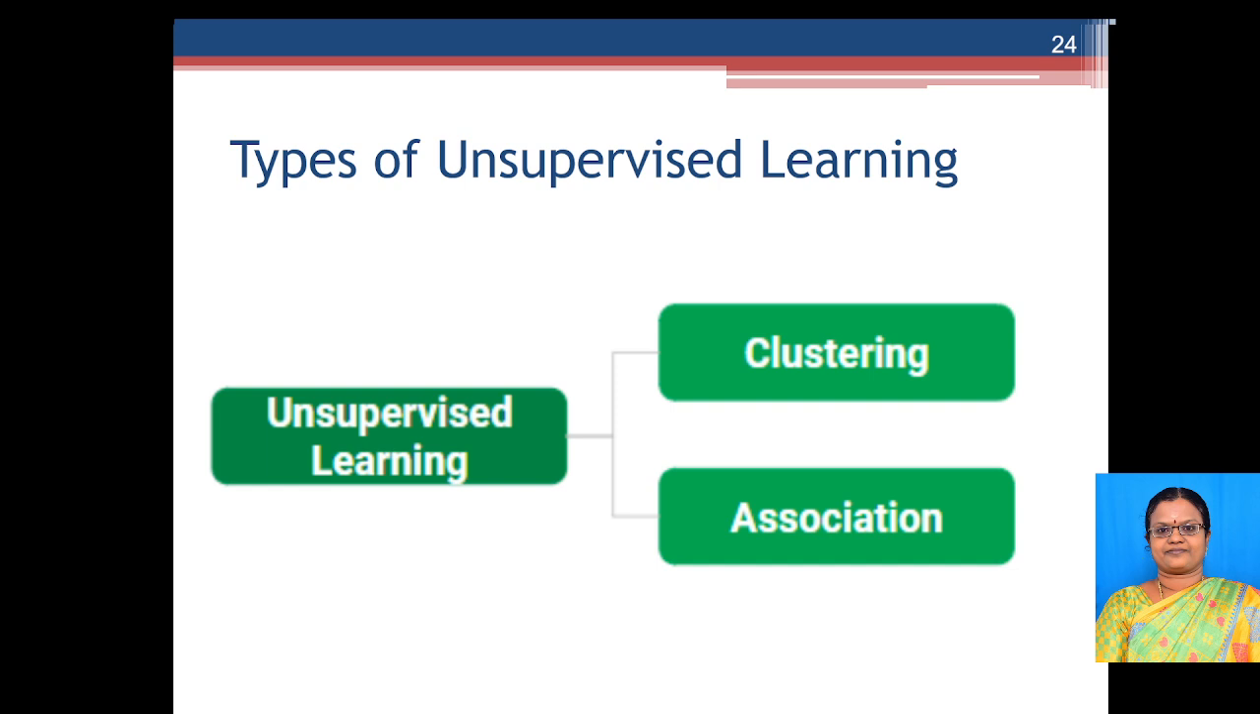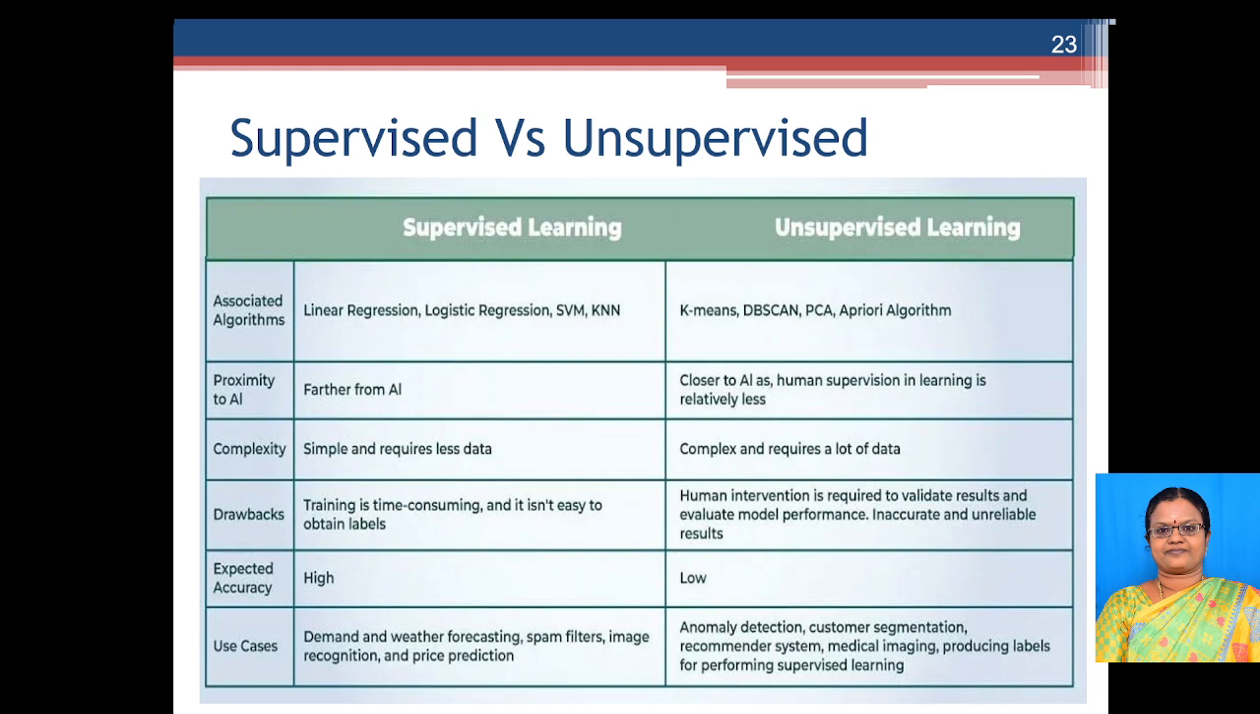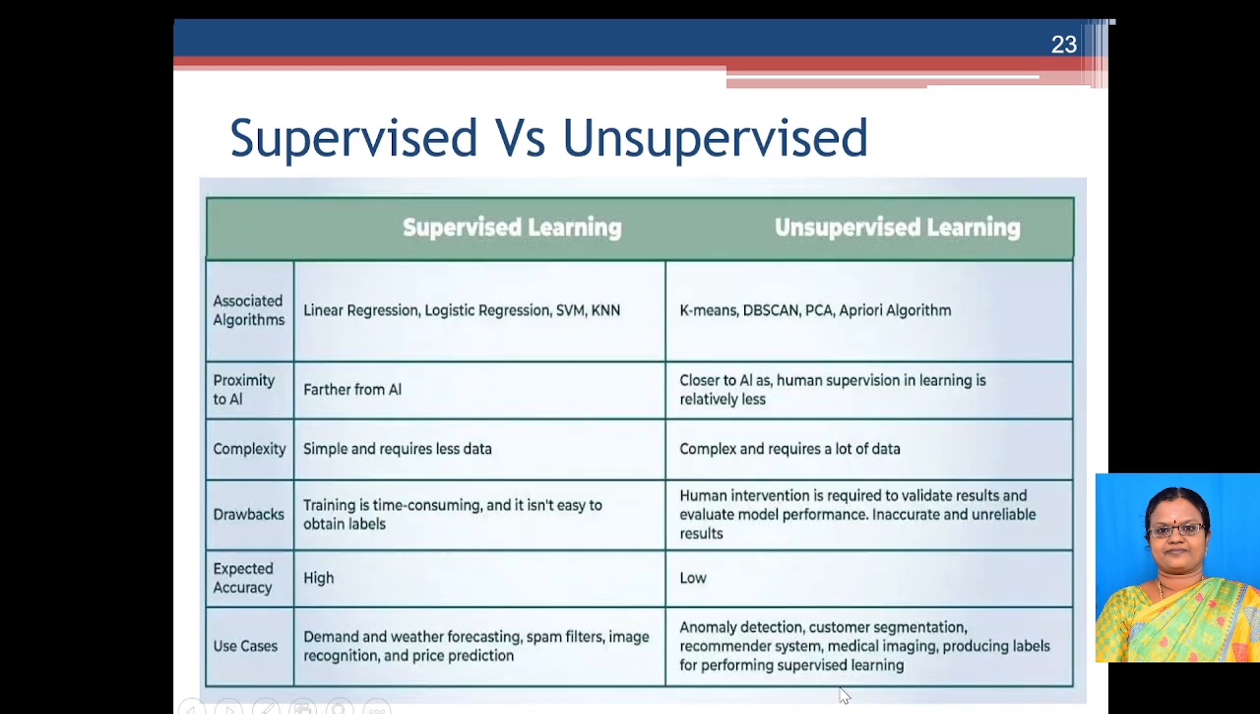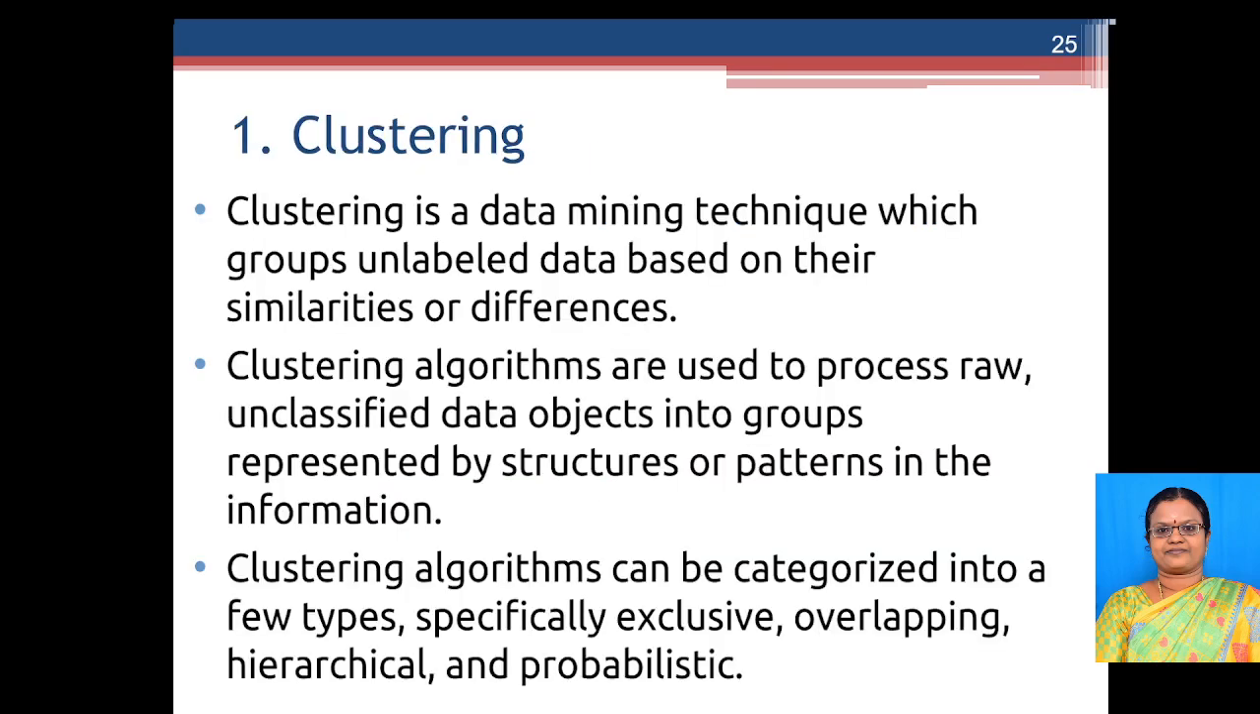So the types of unsupervised learning: I have clustering and association, because if you see here the output, it will be in the form of either clusters or association rules. So those are the main types. Clustering is a data mining technique which groups the unlabeled data based on the similarities or the differences. A clustering algorithm basically processes the raw and unclassified data objects into groups represented by some structures or by the patterns. It can be categorized into a few types, especially exclusive, or overlapping, or hierarchical, or it may be based on probability also.